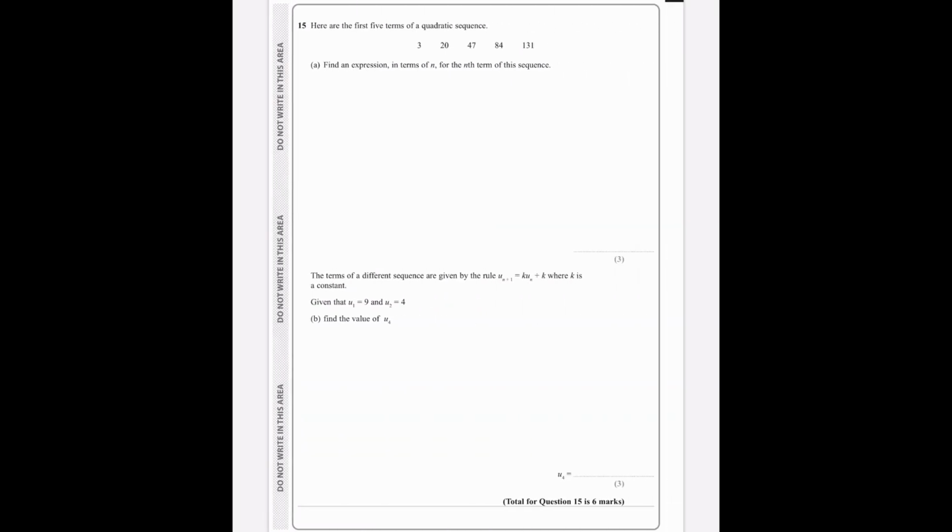Question 15 is a quadratic sequence. I'm going to call the quadratic sequence S, and that's S for sequence, so 3, 20, 47, 84, 131. The first differences between those are 17, 27, 37, 47. So we don't have a common first difference, which is true for all quadratic sequences. Second difference is 10, 10, 10.